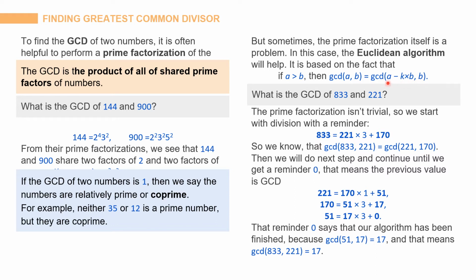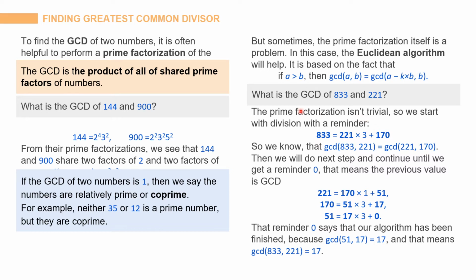So basically, I said the remainder of A when it's divided by B because when you do your long division, you multiply B by some integer and you subtract that from A and you're left with the remainder. And then you have B. So let's look at an example. What is the GCD of 833 and 221? Well, the prime factorization, I intentionally picked two numbers that weren't trivial. That's a mathematician's way of saying it's kind of hard.